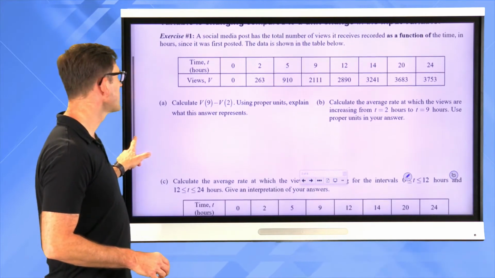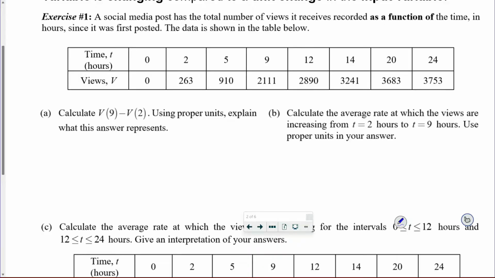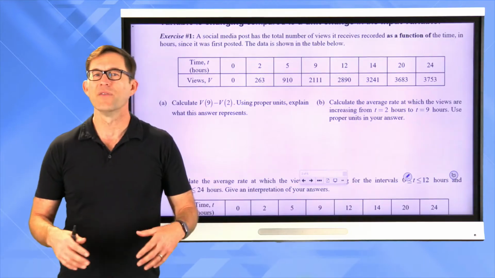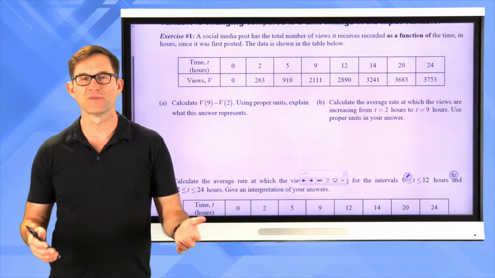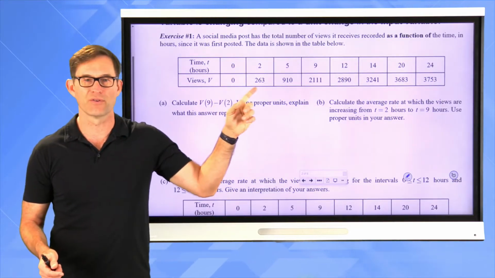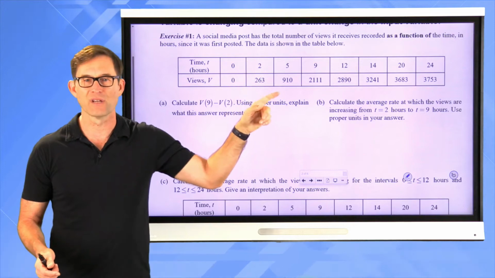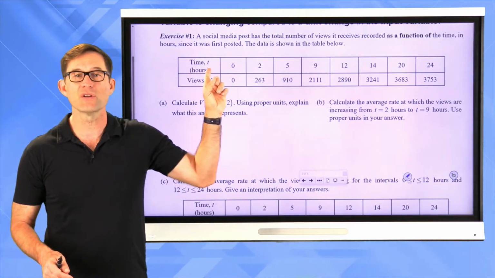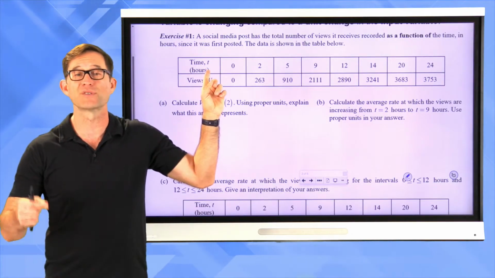So let's take a look at exercise number 1. A social media post has the total number of views it receives recorded as a function of time in hours since it was first posted. The data is shown in the table below. We're tracking the total number of views that a social media post has had. At 0 hours there have been 0 views, but after 2 hours there are 263 total views, 5 hours 910 total views, etc. So the views are a function of the time since the media post was put up.